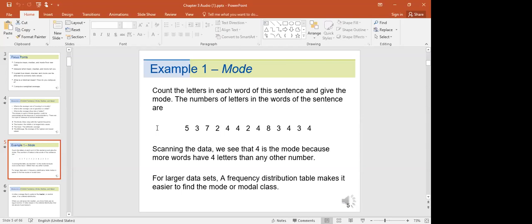So we scan the data, we see that 4 is the mode because more words have 4 letters than any other number. So when we have a few data values like these ones, we can easily determine which one is coming more often. When we have a large set of data, it becomes more difficult, and we will need to have either a frequency distribution table or use a statistical software such as Excel or your calculator.